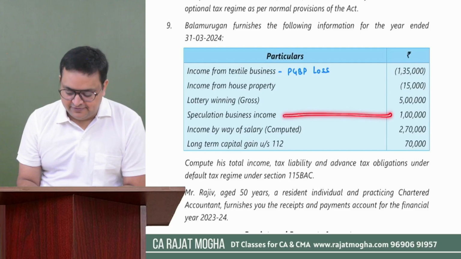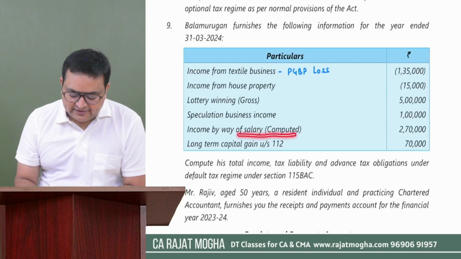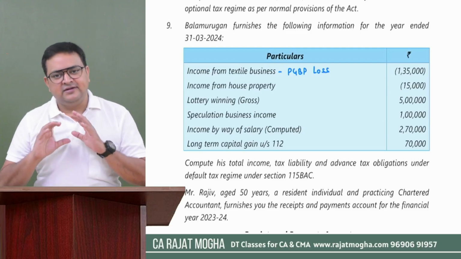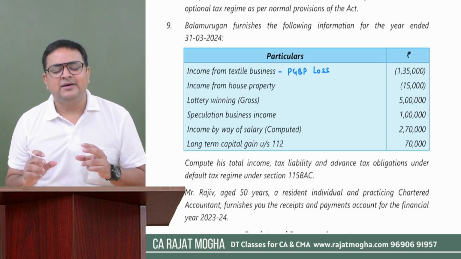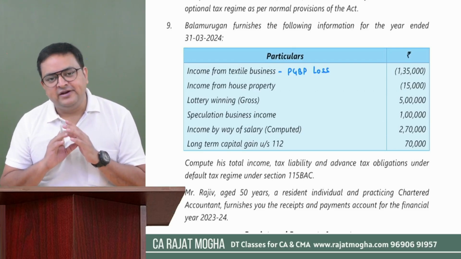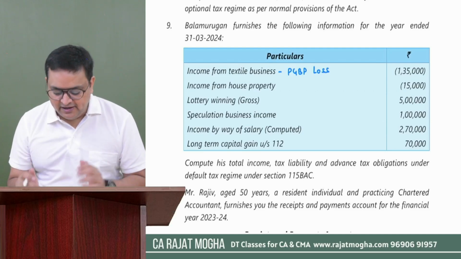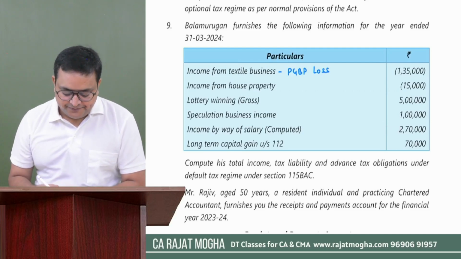Speculation business, we have profits. Income by way of salary 270, and it is computed. What does this word computed mean? That it is the final amount of salary income. Standard deduction and everything has already been taken care of. It has been given already. So this is the final amount, 270.